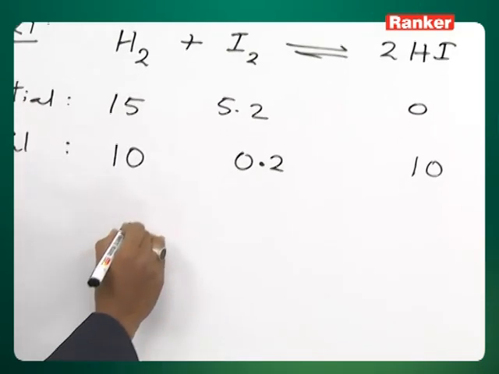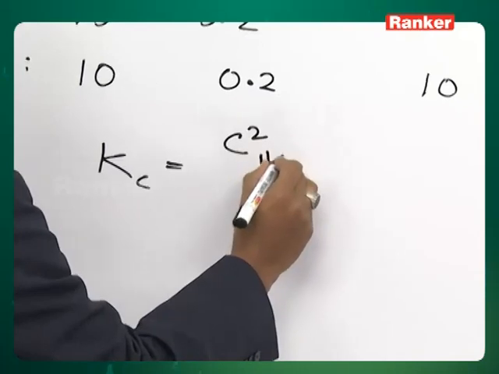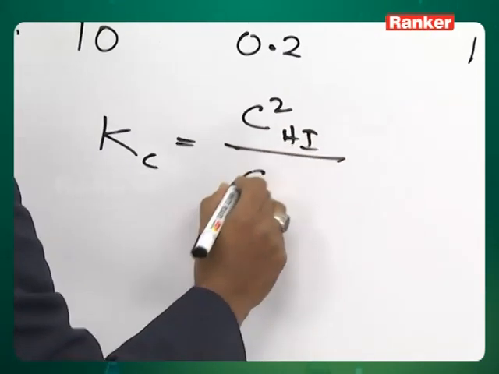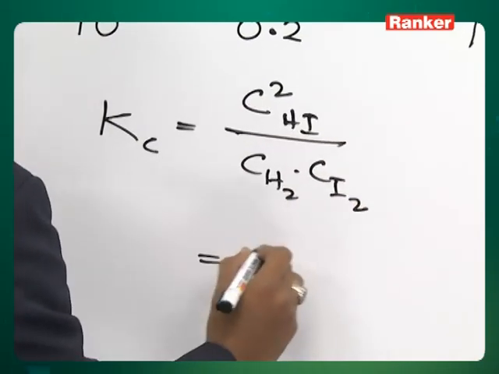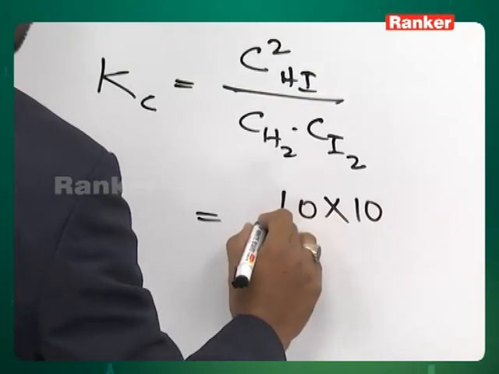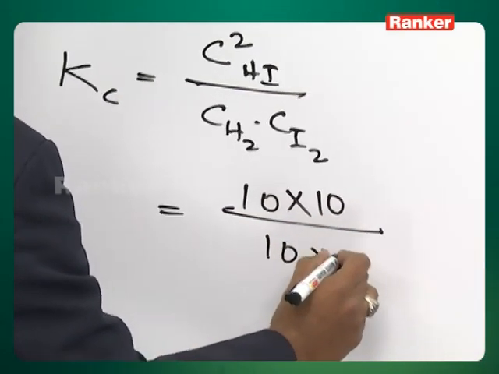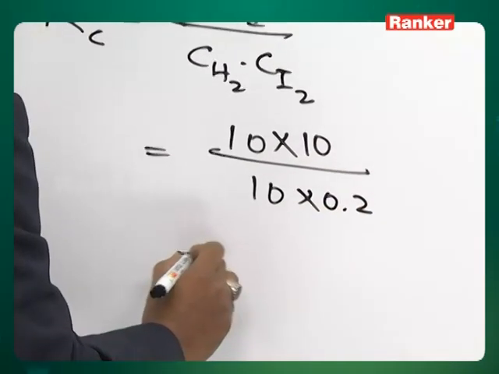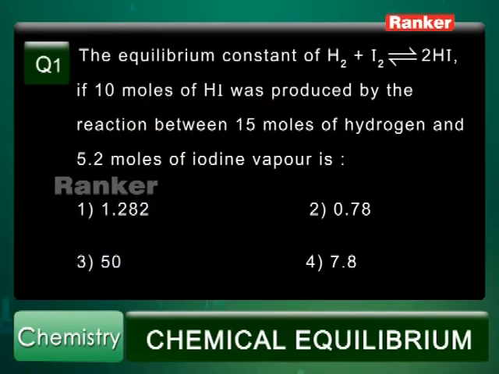Now write the Kc expression. Kc equals concentration of HI raised to the power 2 by concentration of H2 into concentration of I2. If you put the values, you get 10 into 10 by 10 into 0.2. That comes to 50. So the correct answer is the third option, 50.